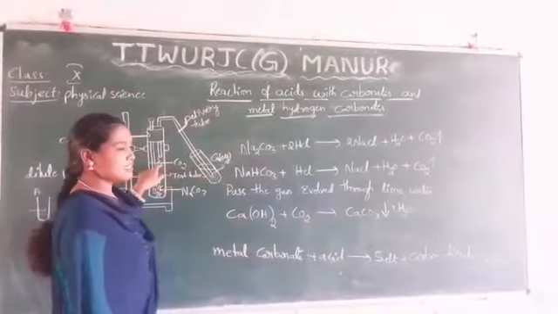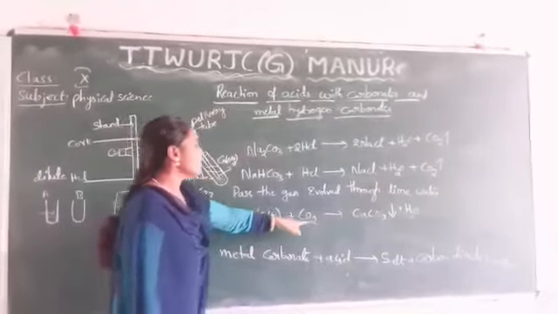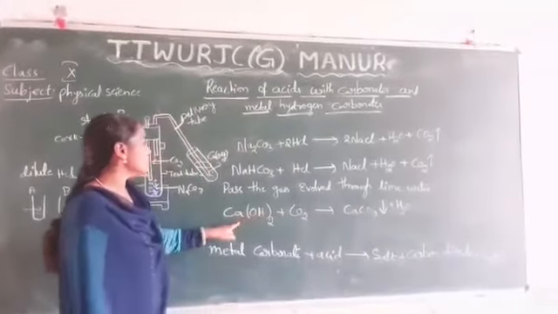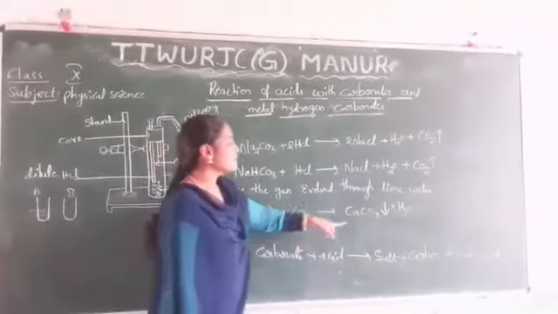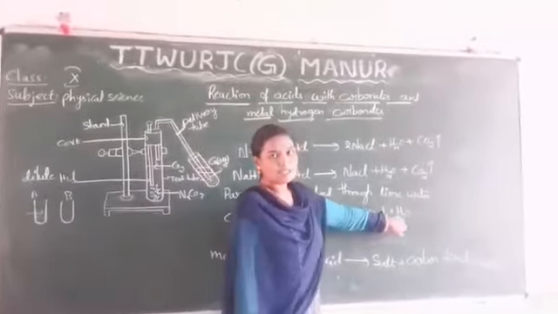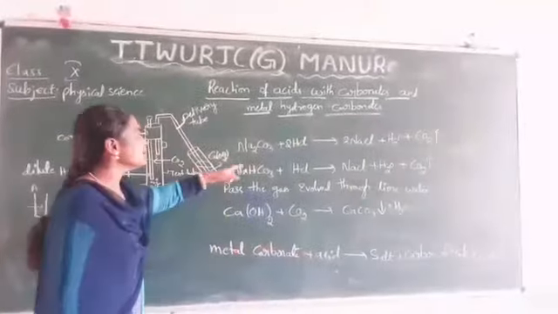Here, which gas is evolved? Carbon dioxide. When the carbon dioxide is passed through the lime water, what happens? You will get a white precipitate and also water. So here also, see these two equations.